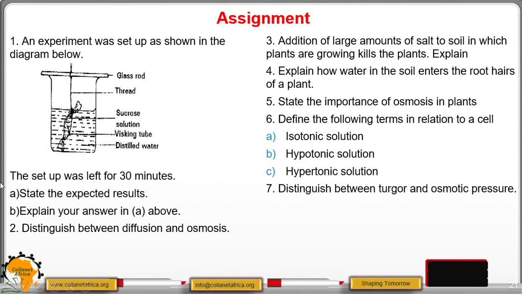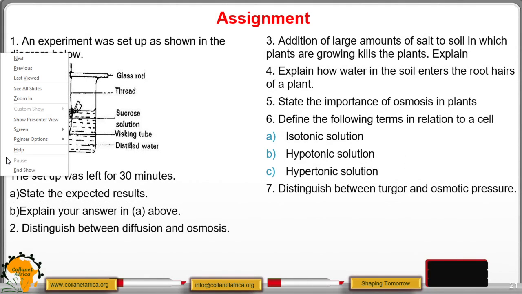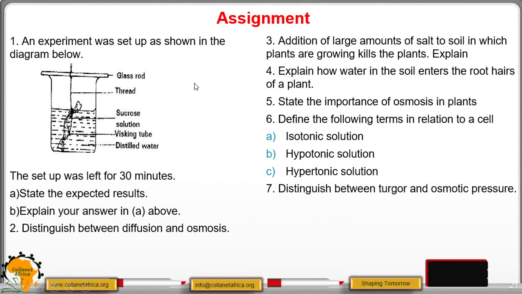So we are done with that lesson, and just go through this assignment and discuss with your friends, and remember all the answers are just within the notes.